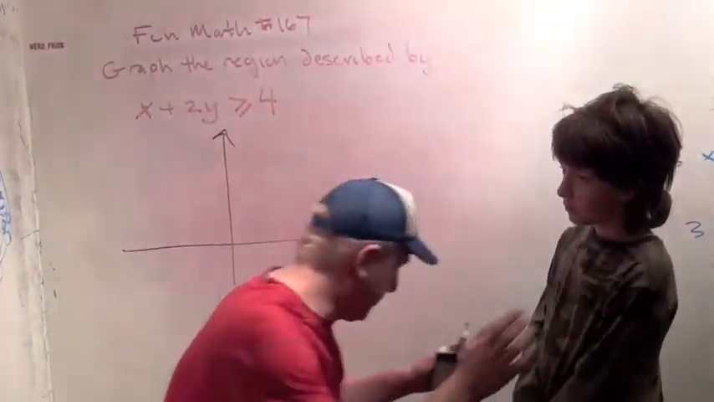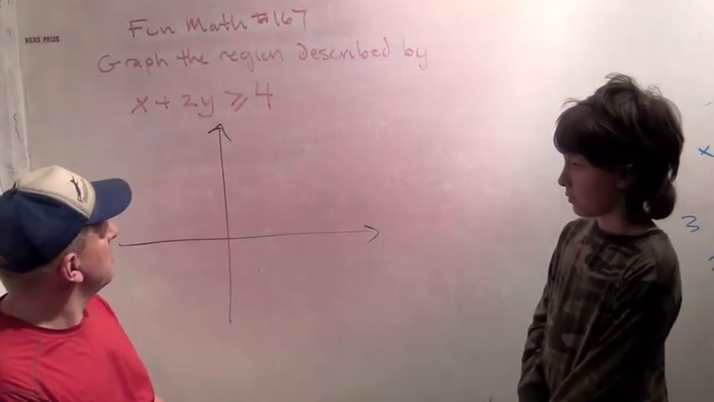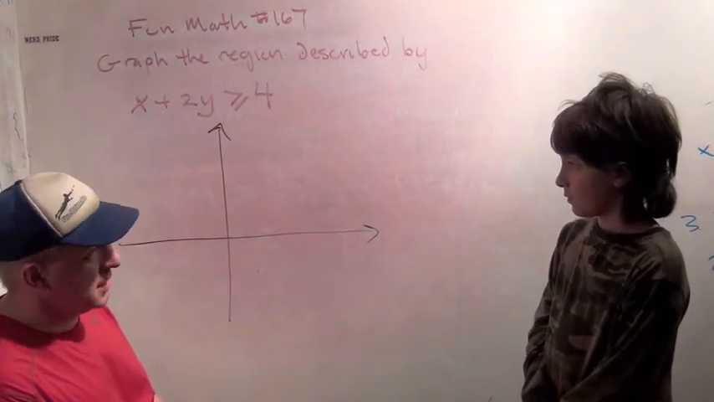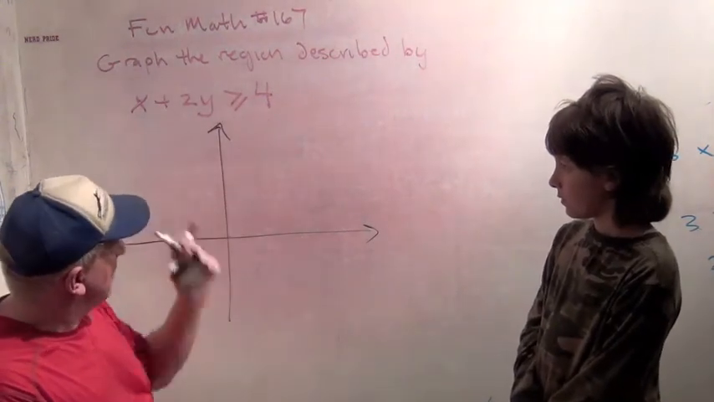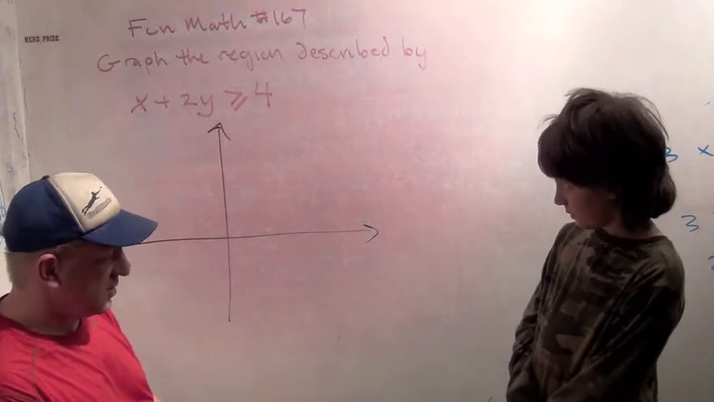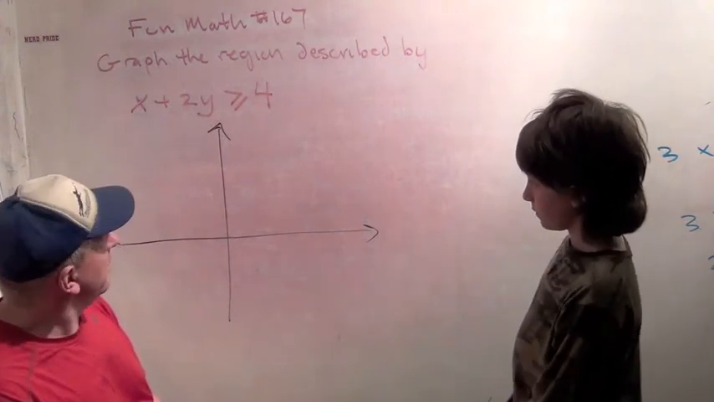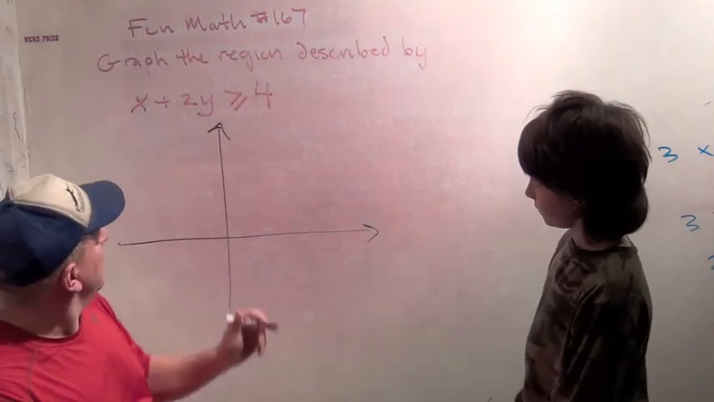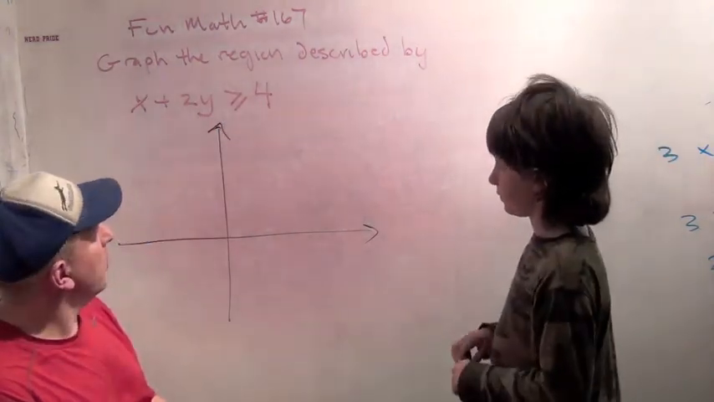We're still in section 9.4 of Art of Problem Solving's Algebra book, and we're learning about graphing inequalities. So what region does this inequality describe? We're just going to take a shot. It's very similar to the video we did yesterday, but that's okay. Are you ready? Graph the region described by x plus 2y is greater than or equal to 4.